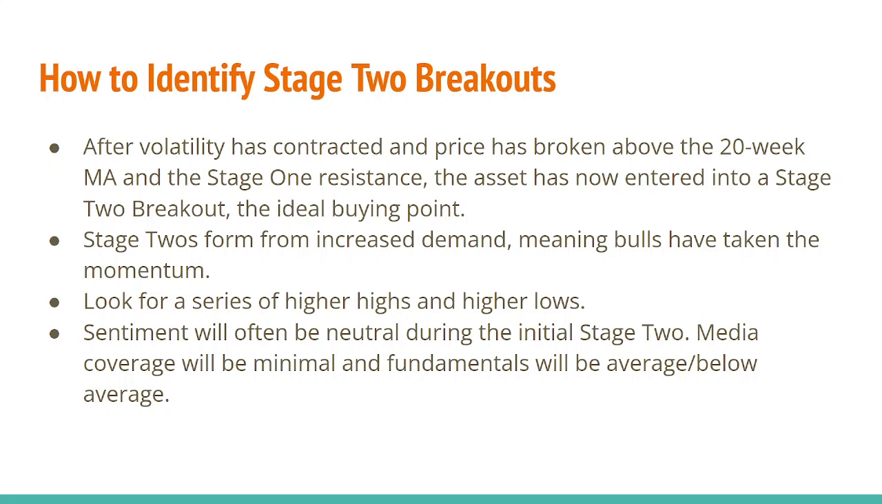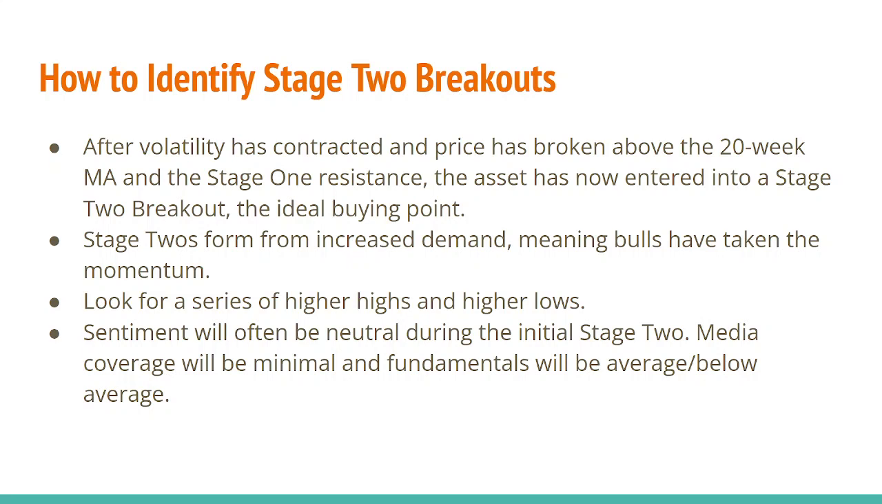Stage 2 breakouts often go unnoticed by the masses. Like I said, that Stage 1 period has caused market participants to lose interest in the asset, and often it's right at the time that they should be most interested in it. Every asset has an ideal buying point, and the transition from a Stage 1 to a Stage 2 is that point. As the Stage 2 progresses, you'll see a pattern of higher highs and higher lows.